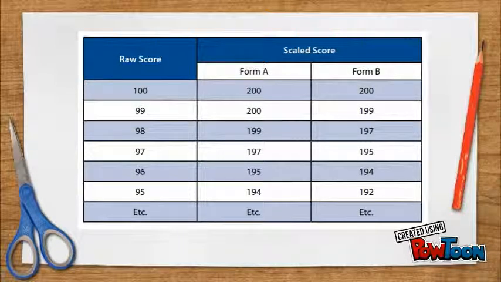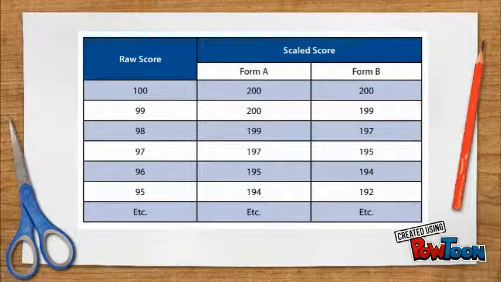On our left side we have the raw score. So if your student scored a 98, that means that in Form A they got a 199 and in Form B they got a 197. The difference between the two forms is that Form A is a little harder while Form B is a little bit easier.